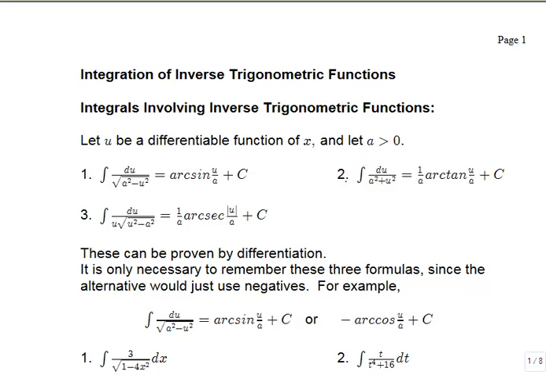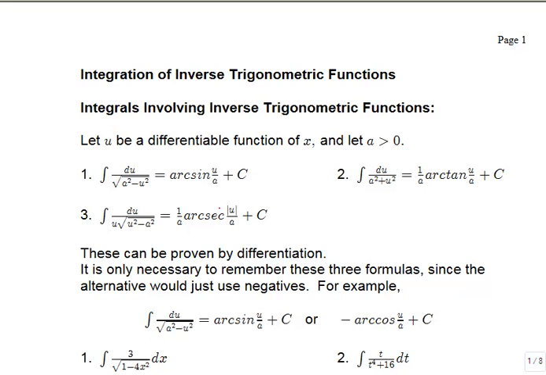Okay? Number two here, if you see anything of the form du over a constant squared plus a function of x squared, so a squared plus u squared, then that equals 1 over the constant a times the arctan of u over a plus c. And this is a very common integral problem that you will see, so this is definitely one that you want to have memorized. And then finally, the integral of du over the u times the square root of u squared minus a squared, and that is equal to 1 over a arcsecant of the absolute value of u over a plus c.